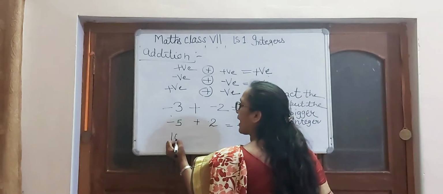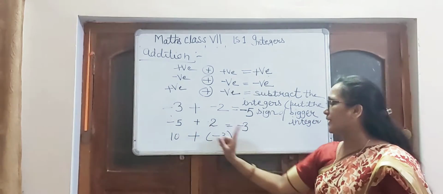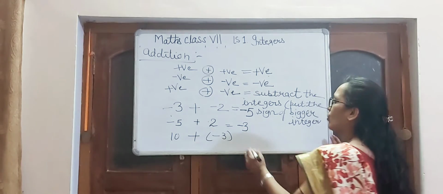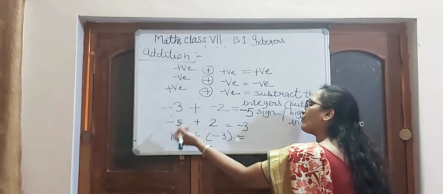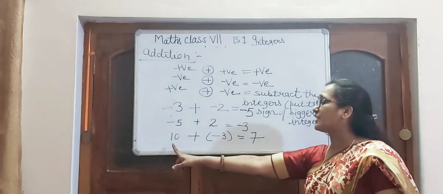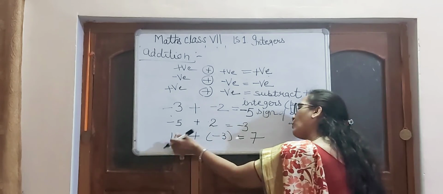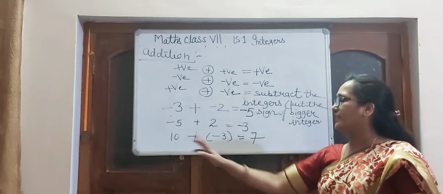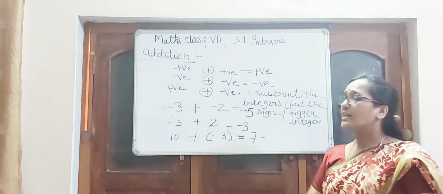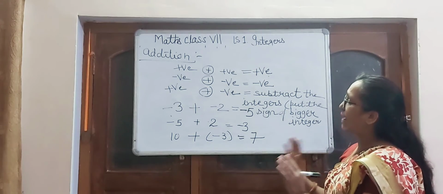See here, 10 plus minus 3. This is a positive integer, this is a negative integer. One positive and one negative, always subtract. Subtract 3 from 10, we will get 7. What am I explaining? Put the bigger one's sign. Here which integer is bigger? 10. Which sign does it have? Plus sign. Plus means no sign, it means it is a positive sign. So we will write 7. So in this way we will do the addition of integers. Got it better? This is very important for you. You have to learn it by heart.